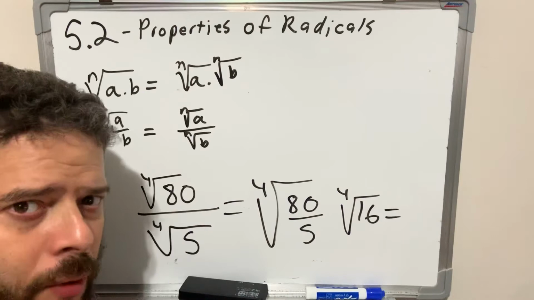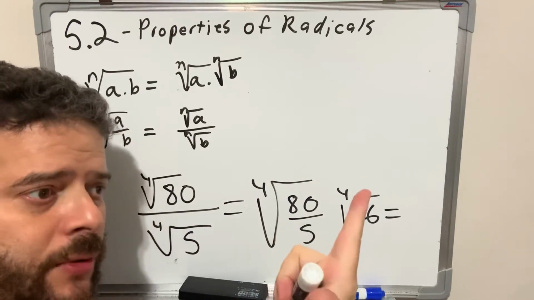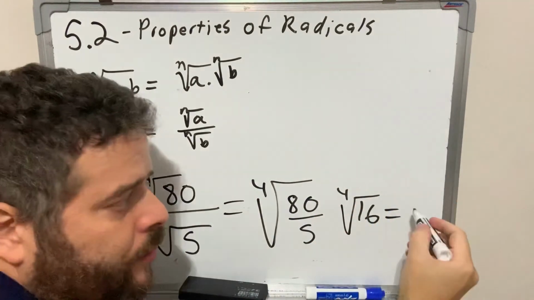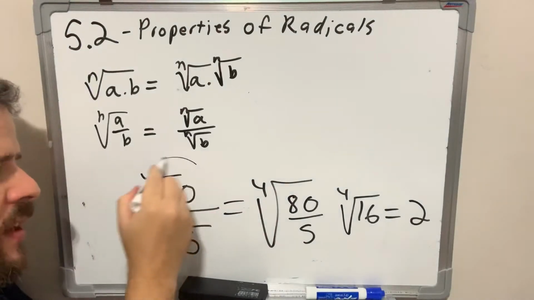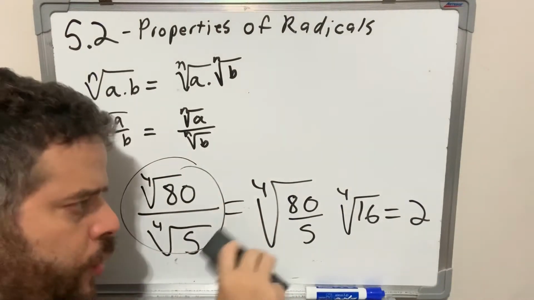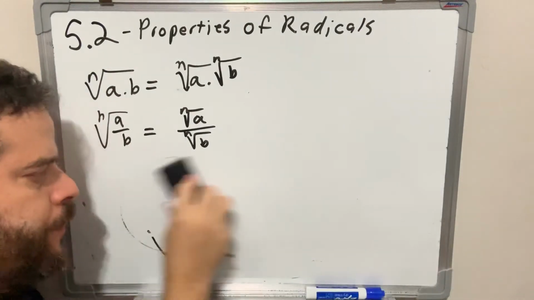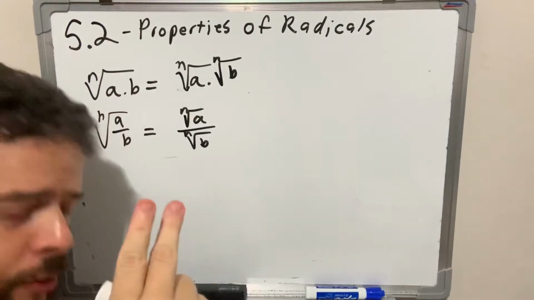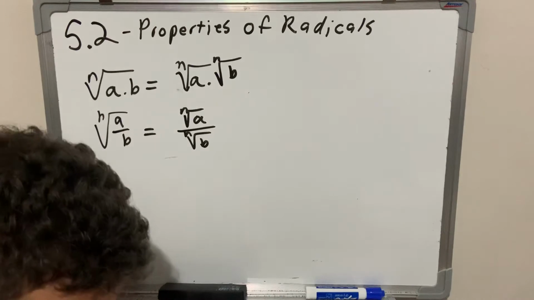And the answer of quartic root is 2. 2 times 2, 4 times 2, 8 times 2, 16. So saying this is the exact same thing as saying 2. And that's what we want to do. That was example 2, by the way, on page 245.